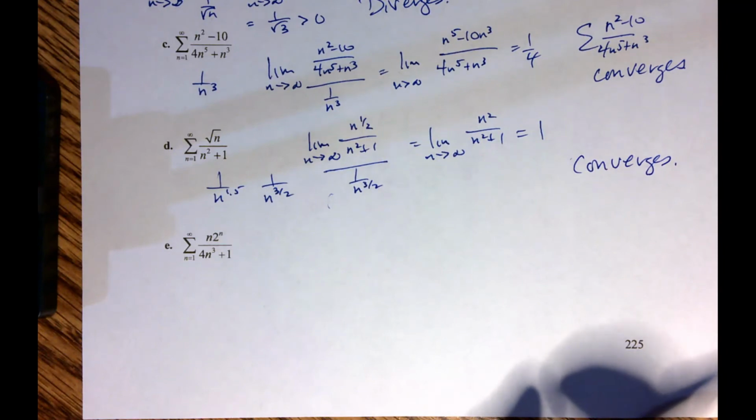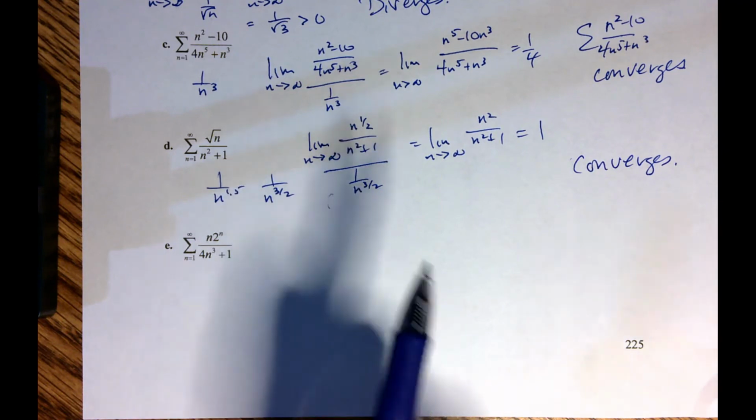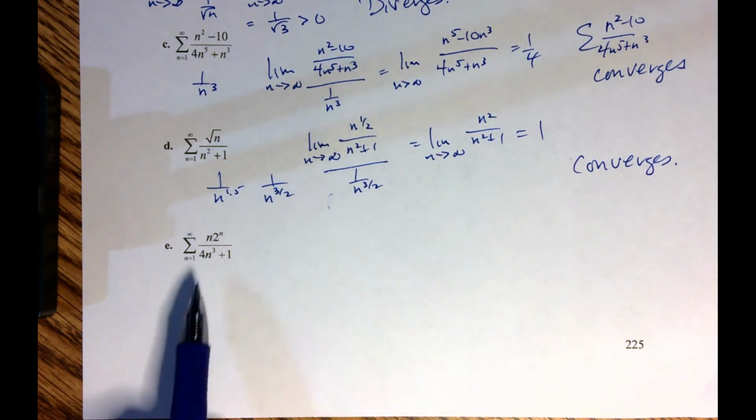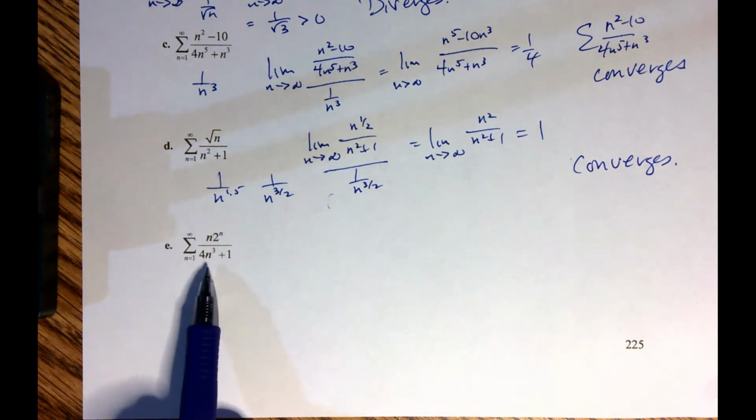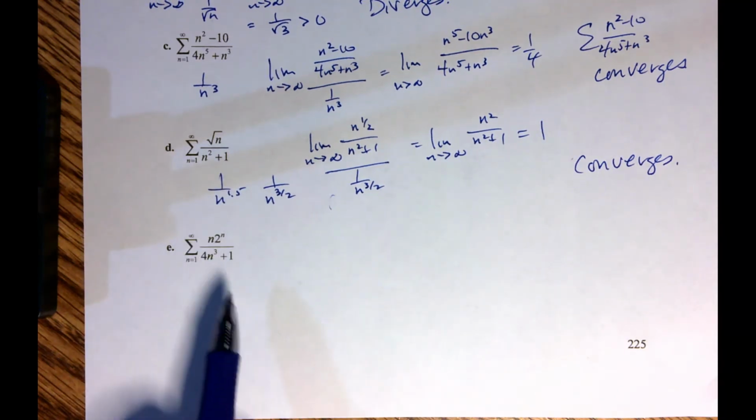Ooh, doggy. What do I do with that one? So you got like 2n, and you got this 4n cubed. What do I compare to? So you might think, well, do I compare that to n squared? Do I compare that to 2 to the n? Well, I got to tell you, 2 to the n in the numerator.